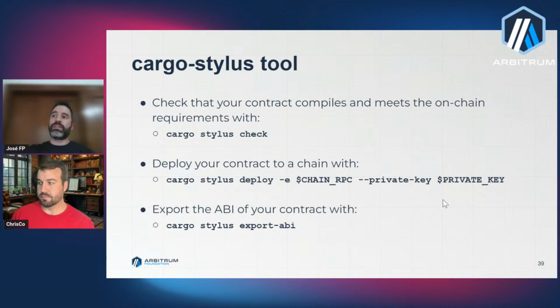Then we use cargo stylus check to verify that the contract can be compiled and that it meets the on-chain requirements of Stylus. Okay, so once your contract has been built, you run cargo stylus check, it compiles everything to WASM, and then checks that it is compatible with Stylus or not. If it is not compatible, it will tell you why. Then you can deploy your contract with cargo stylus deploy, and then you can export the ABI of your contract with cargo stylus export-abi. All right.